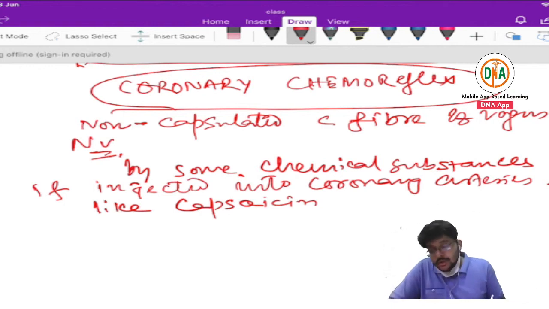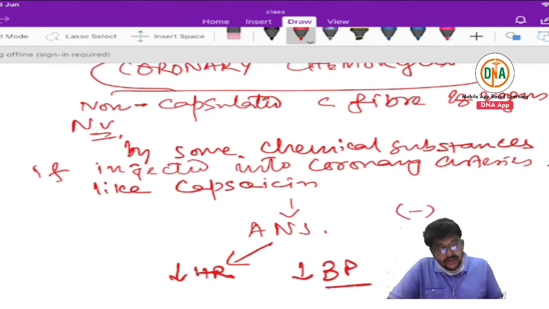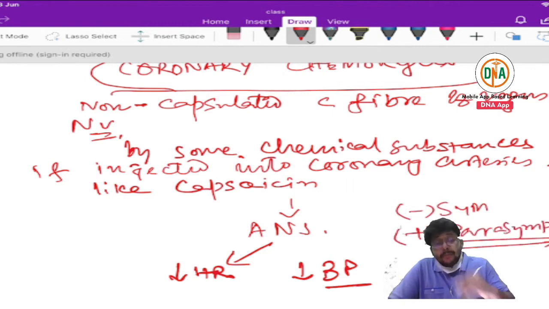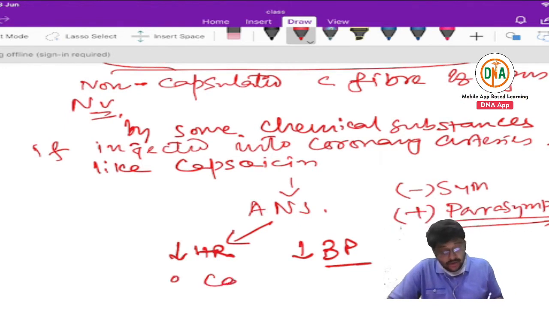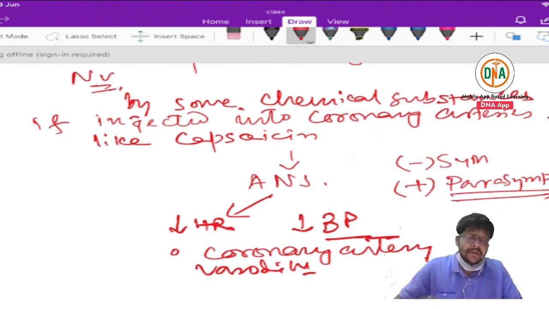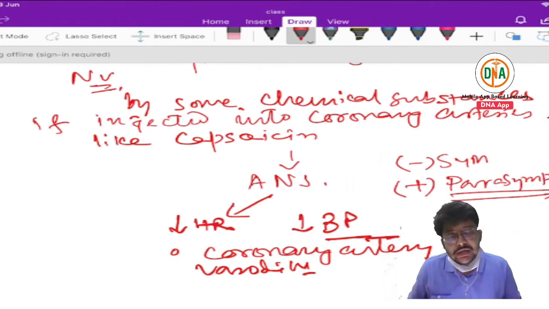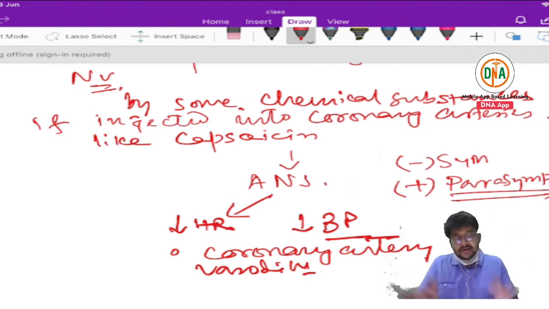Basically, that will lead to certain changes in the autonomic nervous system, which will ultimately lead to decrease in heart rate and decrease in BP, as this Bezold-Jarisch reflex inhibits the sympathetic system and excites the parasympathetic system by stimulating the VMC, vasomotor center. Also there will be coronary artery vasodilation, which is due to inhibition of the sympathetic system, because the sympathetic system causes contraction of vascular smooth muscle. If the vascular smooth muscle is dilated, not contracted, there will be vasodilation.